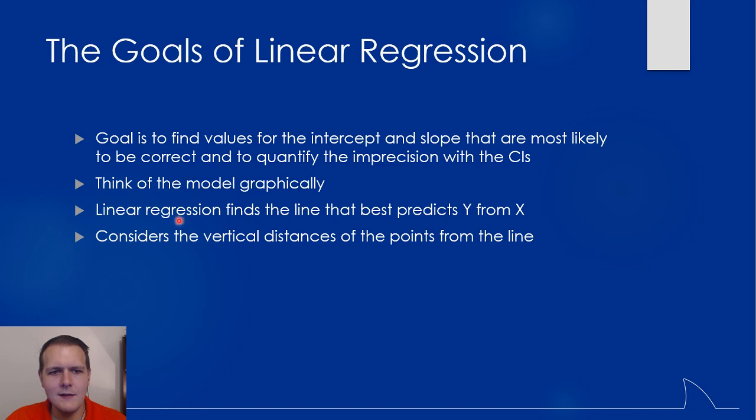But again, this is the line that best predicts y from x. So for a given value of x, what is the most likely value for y? And this is what the model is trying to tell us here.